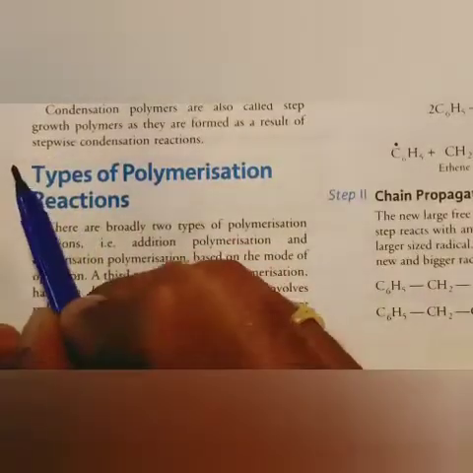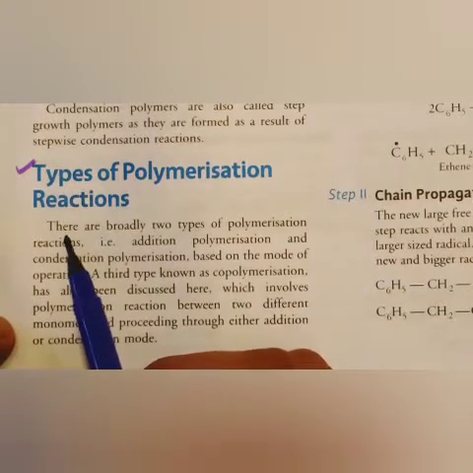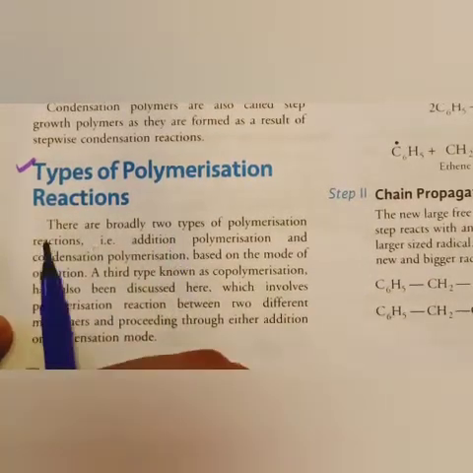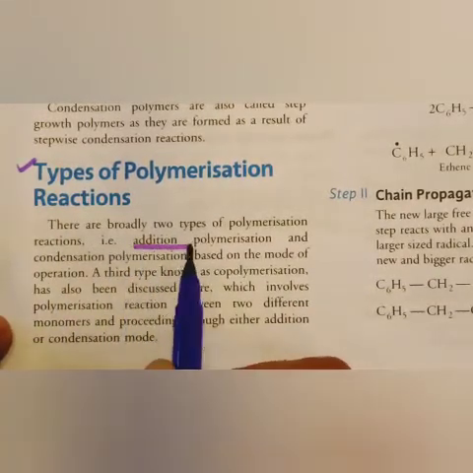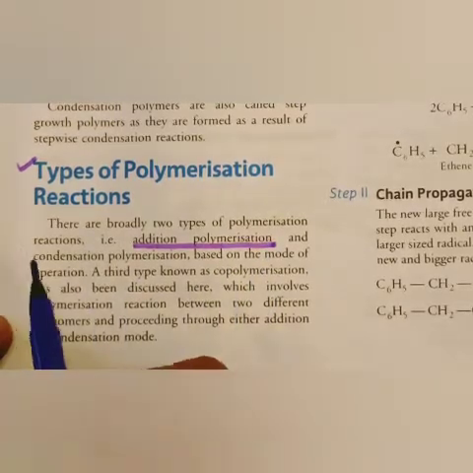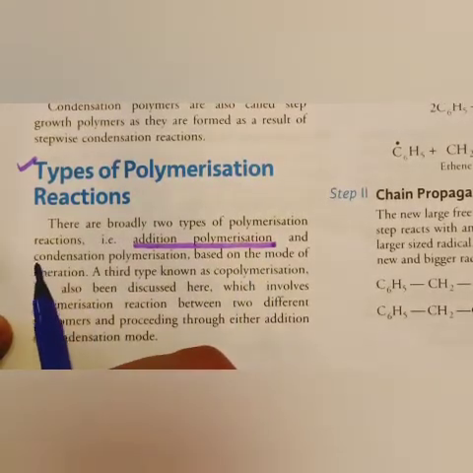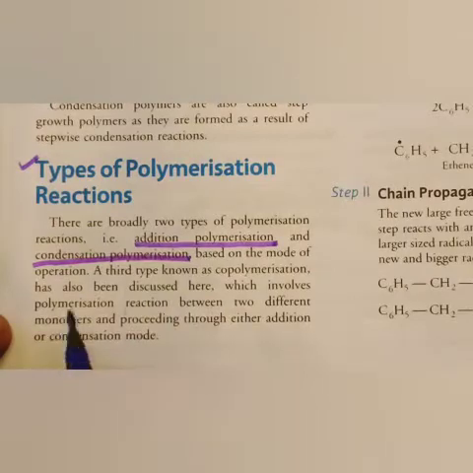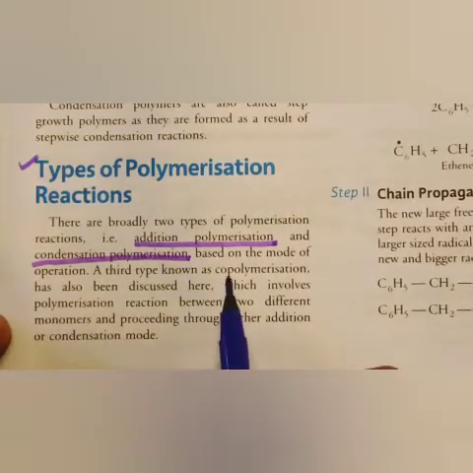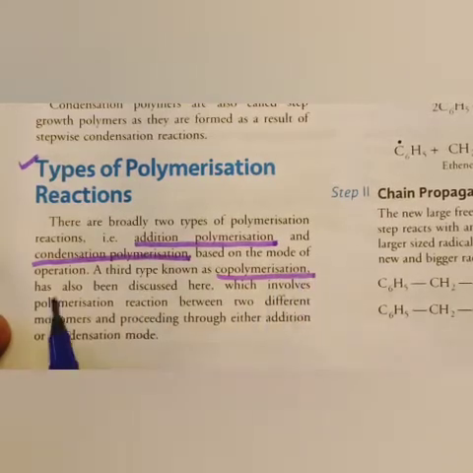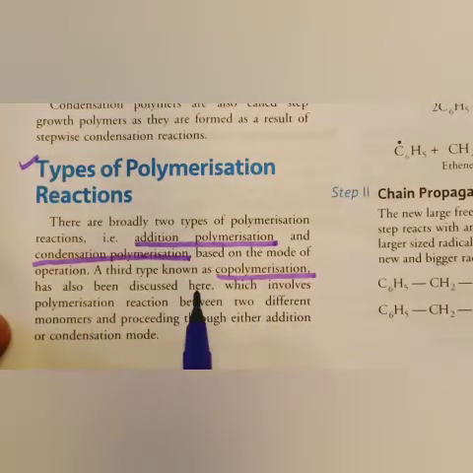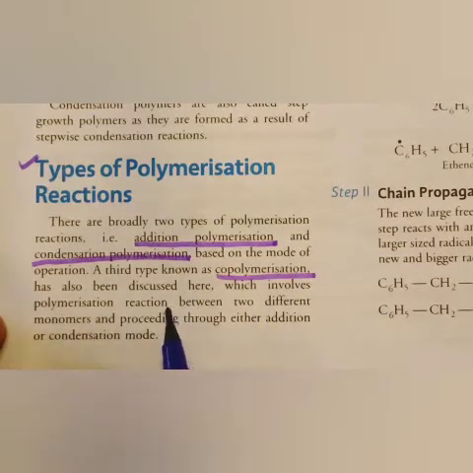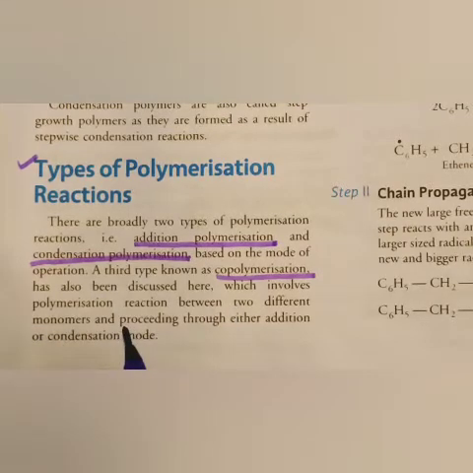If we discuss the types of polymerization reaction, dear students, there are broadly two types, which we have already done yesterday also. That is one, addition polymerization, and second, condensation polymerization, which is based on the mode of operation. A third type is known as co-polymerization, which involves a polymerization reaction between two different monomers and proceeding through either addition or condensation mode.